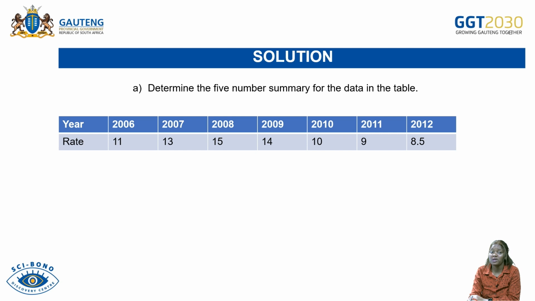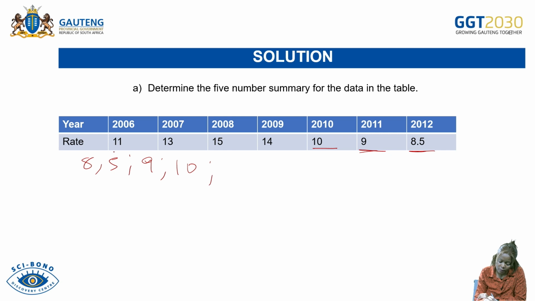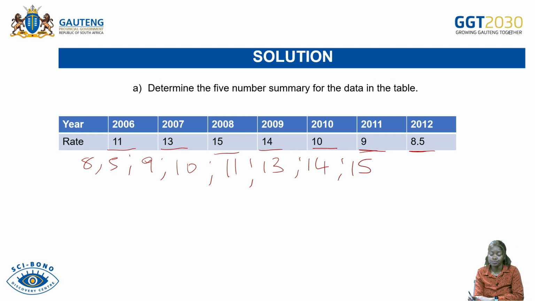Don't forget, for you to be able to find the 5-number summary, you should first arrange your data set in an ascending order or in an increasing order. So let's start with the smallest one, which is 8,5. And then we have 9. Then you have 10. Then you have 11. And then you have 13. Then you have 14. Then you have 15, right?